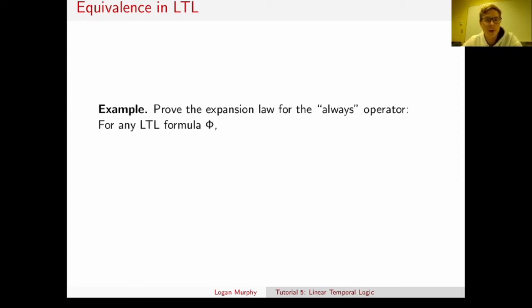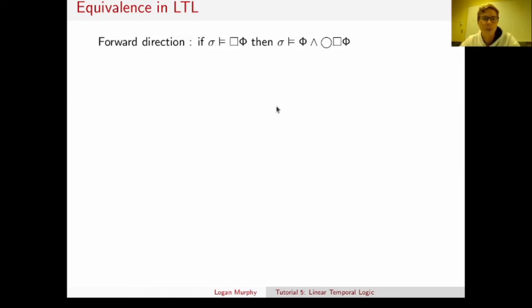Now this says that for any formula phi, we have always phi equivalent to phi and next always phi. Okay, let's start with the forward direction. If sigma satisfies always phi, then sigma satisfies phi and next always phi.